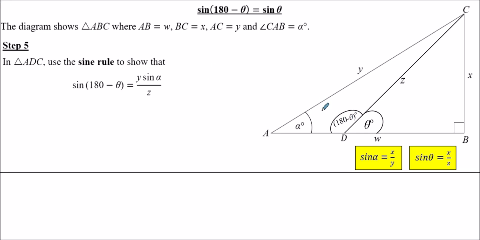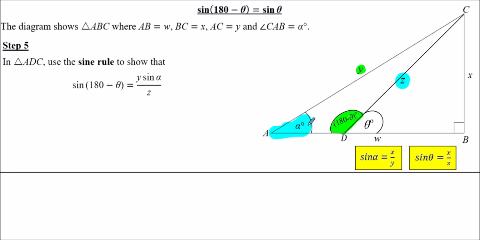This then brings us to step 5. So step 5, in triangle ADC, this one on the left, we're going to use a sine rule to show that sine of 180 minus theta equals y sine alpha over z. And so if we apply the sine rule to ADC, what we've got first of all is angle 180 minus theta, and we also know the side opposite to this we've labelled as y. In the same way, this angle alpha here, the side opposite to that, is z.